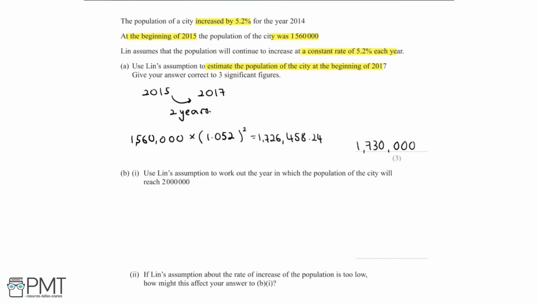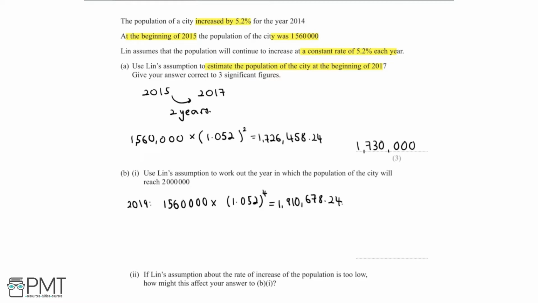Now in part B, we need to use Lynn's assumption to work out the year in which the population of the city will reach 2 million. And so we can use trial and error to do this. So let's start with 2019, for example. Now 2019 is 4 years away from 2015, and so we end up with the original population in 2015 of 1,560,000 multiplied by 1.052 to the power of 4, because there are 4 years between 2015 and 2019. And putting this into our calculator, we get an answer of 1,910,678.24.